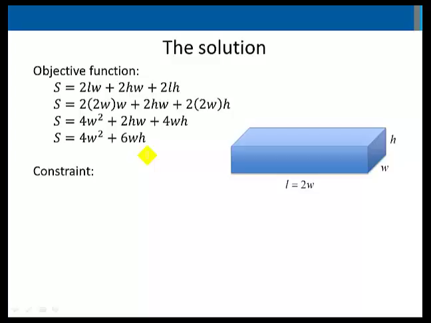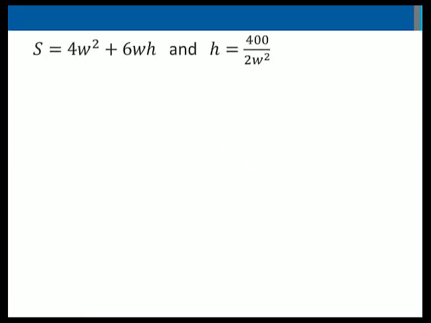So we know that our volume for the box is equal to 400 cubic inches. That means that length times width times height will equal 400 cubic inches. I can replace L with 2W, divide through by 2W squared, and have the height of the box is equal to 400 over 2W squared. So the surface area is 4W squared plus 6WH, and the height is 400 over 2W squared.